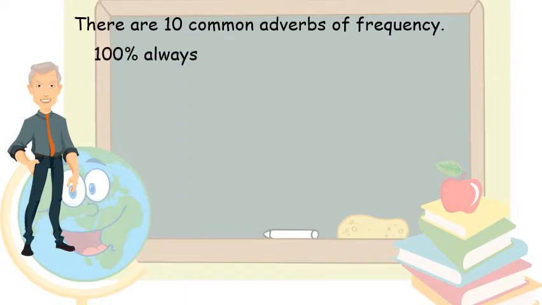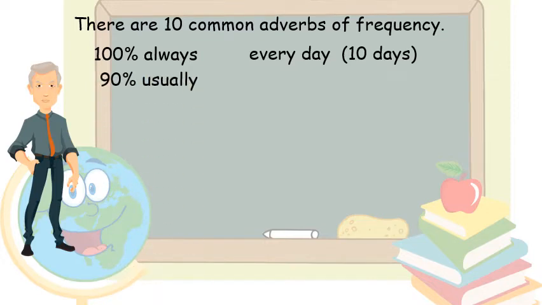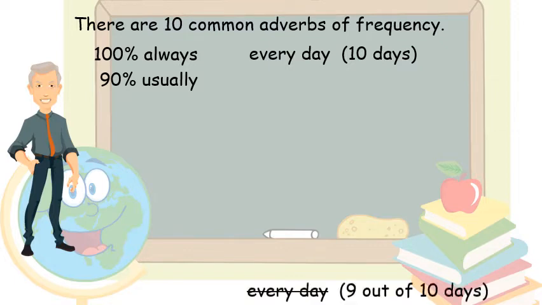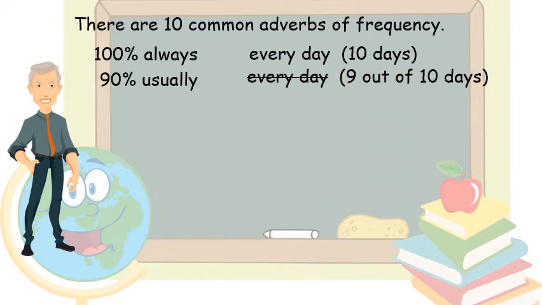The first one is always. Always is 100%. It would be every day. Usually is not exactly 90%. It's only a guide. That would be 9 out of 10 days.